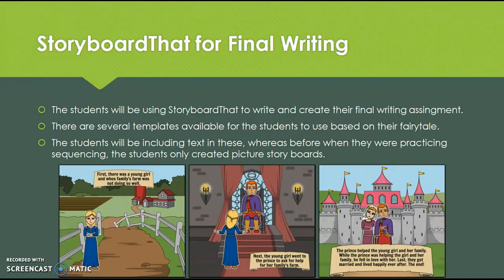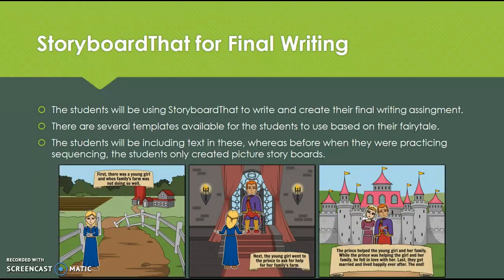So an example that I created, which is just a typical kind of Cinderella kind of thing, where it says, first there was a young girl whose family's farm was not doing so well. Next, the young girl went to the prince to ask for help for her family's farm. The prince helped the young girl and her family. While the prince was helping the girl and her family, he fell in love with her. Last, they got married and lived happily ever after. The end. Now, these images in the background, those were backgrounds available to use.